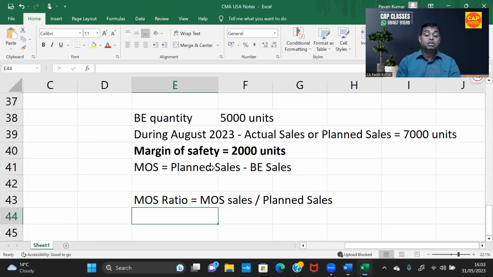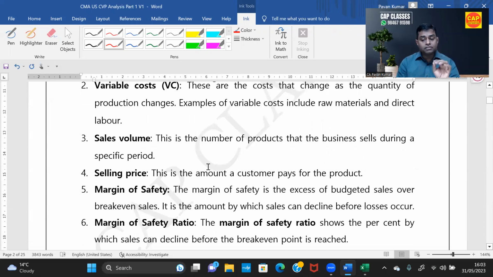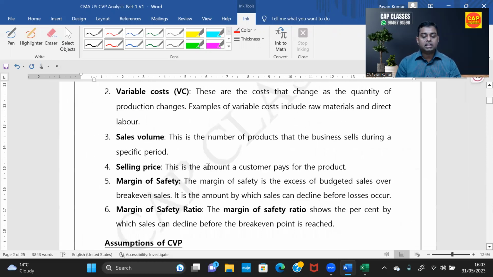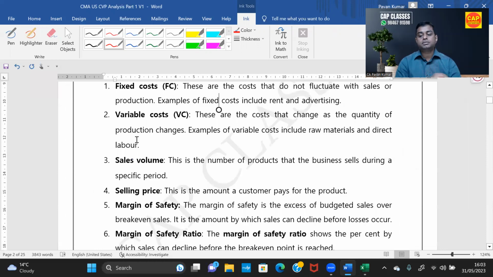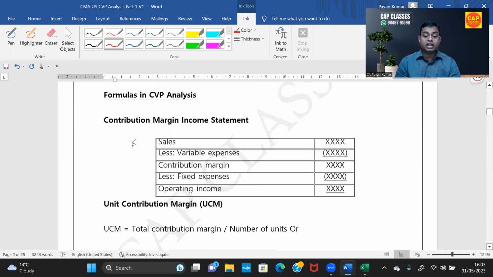So now tell me, do you understand these important terms: fixed cost, variable cost, sales volume, selling price, margin of safety units, margin of safety ratio? So these are the 6 points. Pure theory. There is no formula involved till now. Till now, we have not started solving any problems. The next step is these assumptions and all these things, we can come back to later.